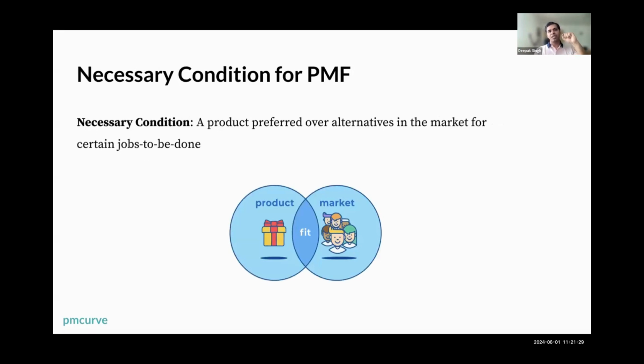Now the necessary condition is you have a product which is preferred over alternatives in the market for certain jobs to be done, or certain use cases, as we call it, PMs, right? Preferred over alternatives in the market for certain use cases. If you talk about Airbnb in the initial stage, it was a product preferred over hotels in the travel market when people wanted to save money, or when they were students who were more reliant on couch surfing and doing it on a low budget and all that, right? So in the initial days, it had certain use cases or certain jobs to be done, in which case people actually preferred it over alternatives, which were much more expensive.